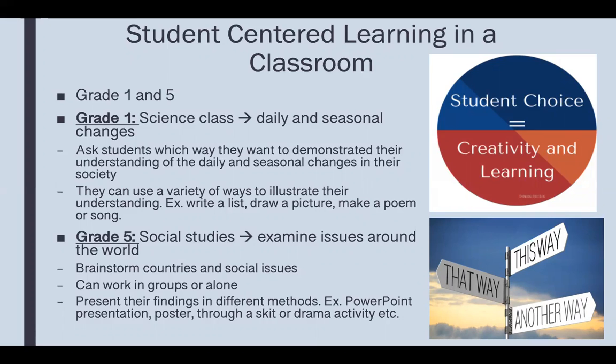Another example could be a grade 5 classroom studying social studies. The class could examine different social issues around the world. The teacher could help the students brainstorm different countries and different social issues that they are already aware of. For this assignment, students are able to choose any country of their choosing, as well as any social issue they feel is important. This could allow students to research countries they are familiar with, like their home countries, or countries they don't know anything about.